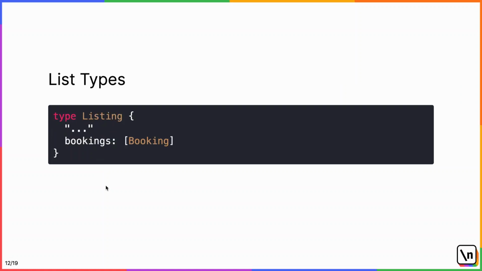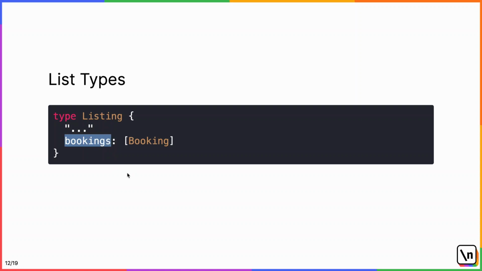Objects, scalars, and enums are the only types we can define in GraphQL, but we can apply additional modifiers to affect their behavior. For example, let's say the listing object type is to have a bookings field.